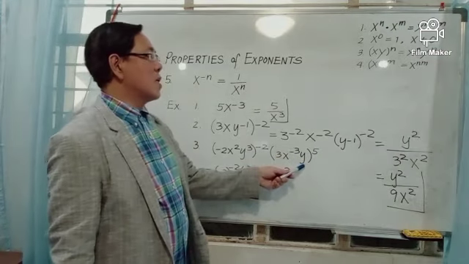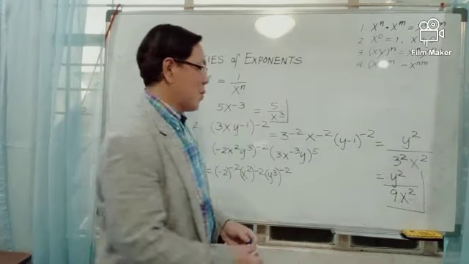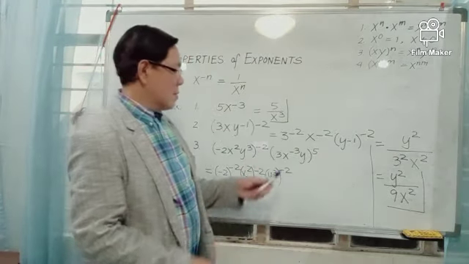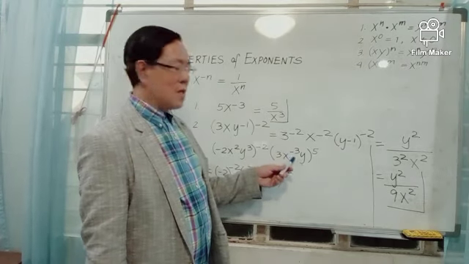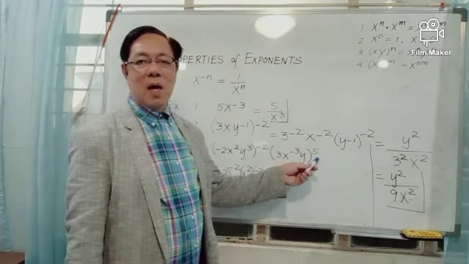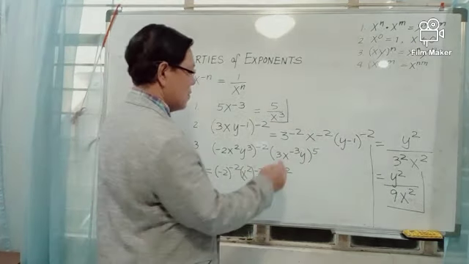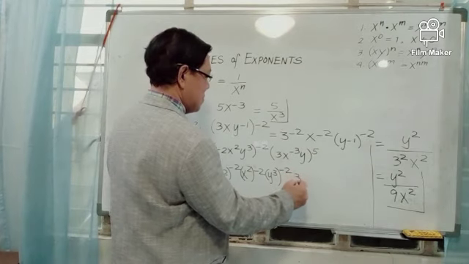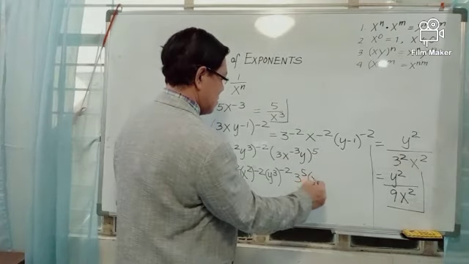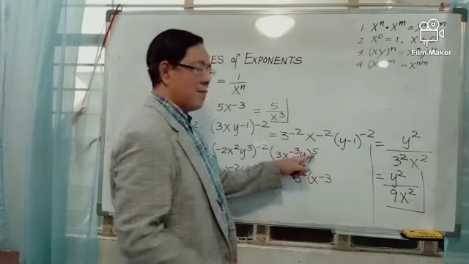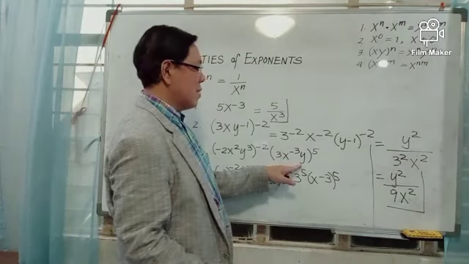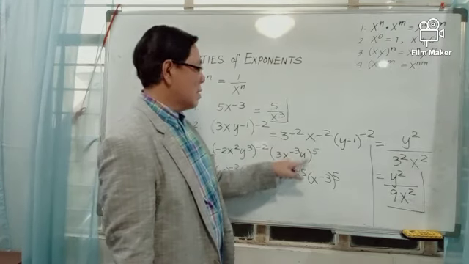For this factor, we apply again the third property of exponent. Raise 3, x to the negative 3, and y, each of these to the exponent 5. We have 3 raised to 5, x to the negative 3 raised to 5, and y raised to 5.